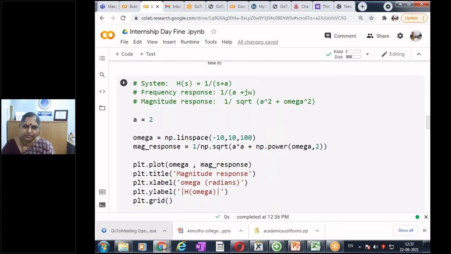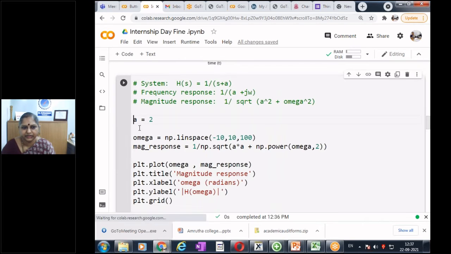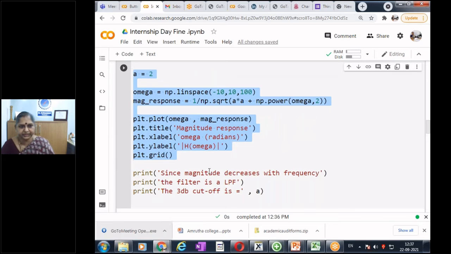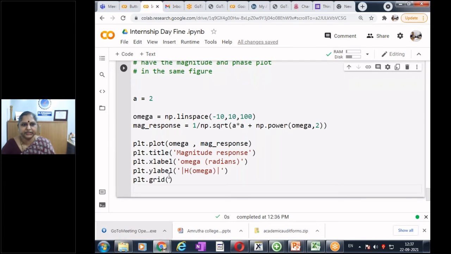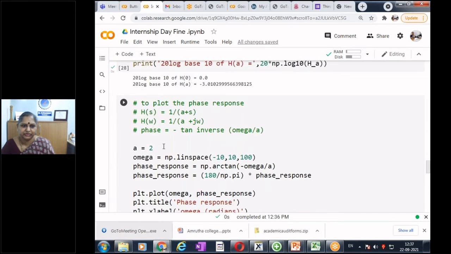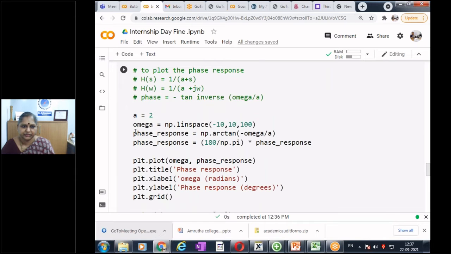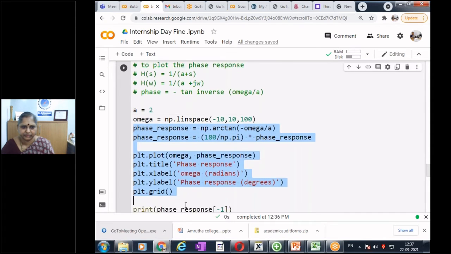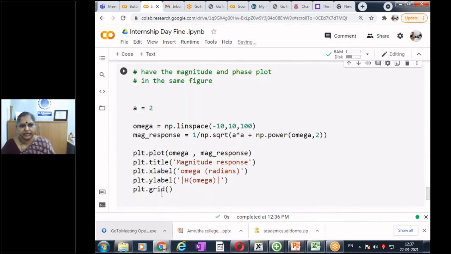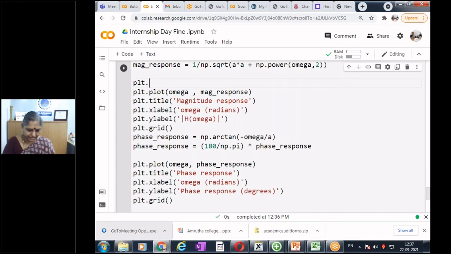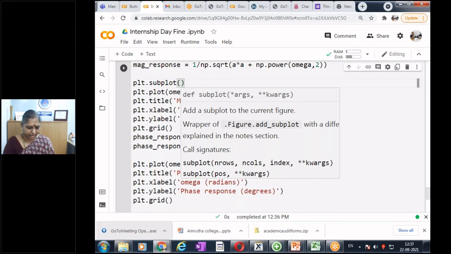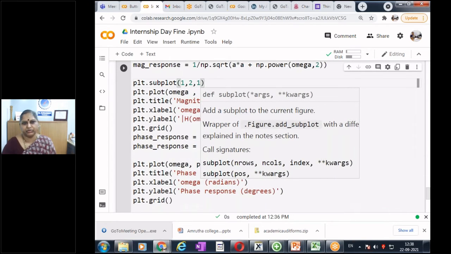I have the magnitude response. I will take this and bring it here, and then I'll put my phase plot also. Then I want it as two subplots. So what should I do now? I will call this my plt.subplot(1, 2, 1).